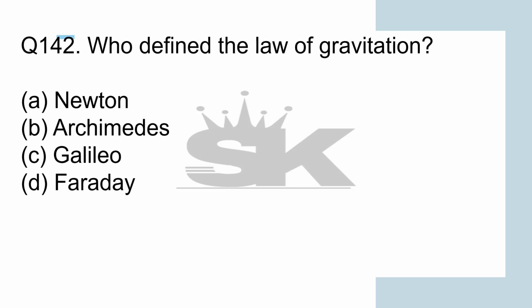Who defined the law of gravitation? The answer is Newton. It's an easy and well-known question. The law of gravitation states that any two bodies or objects attract each other with a force that is directly proportional to the product of their masses and inversely proportional to the square of the distance between them. That is Newton's law of gravitation.